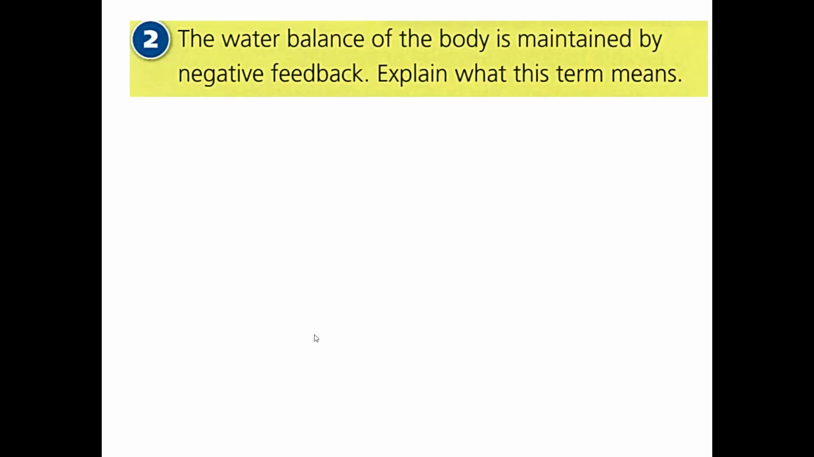Question number 2: The water balance of the body is maintained by negative feedback. Explain what this term means. The answer is, in negative feedback, a change in a factor causes a correction that cancels out this change. What does that mean? A change happens in your body, which gives a signal that something is happening. So what will happen? It will correct this change.